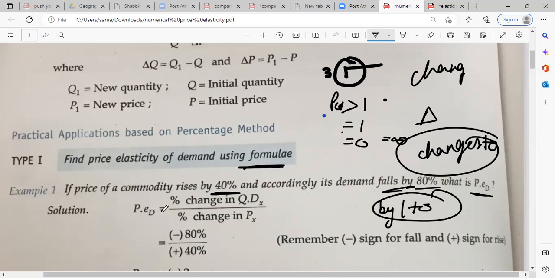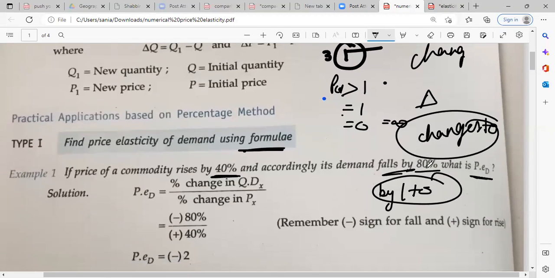So of course you have the formula: PED is change in quantity demanded and change in price. So what is this? Over here, and one more thing, remember one more thing. Over here they have written 80%. Okay, so now one thing you have to remember is for 80% it is a fall. Right? So you have to use minus 80. And remember minus sign for fall and plus sign for rise. Okay, over here price was rising, so it was plus 40. Clear?